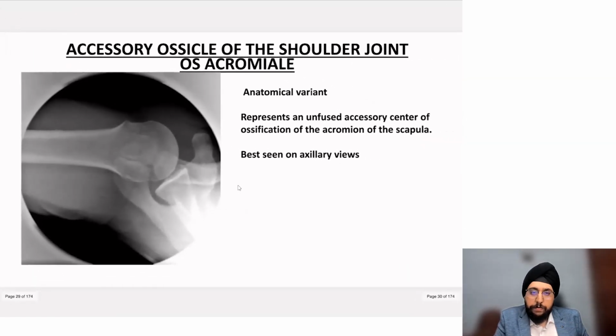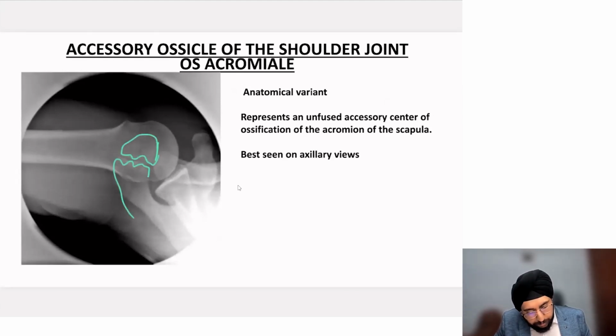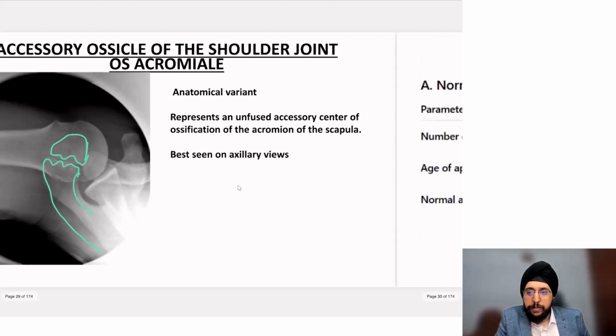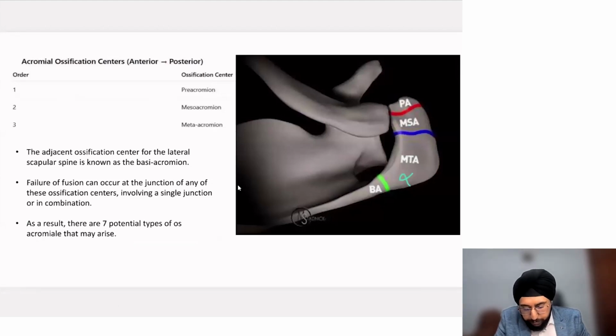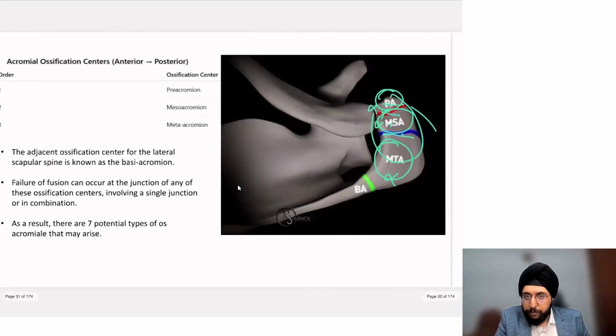Now, another cause we can have is unfused accessory ossicle of the acromial joint. We call it as os acromiale. Okay. The main pathogenesis behind this I'll discuss. So the acromion process has three ossification centers, by the fusion of which the whole of the acromion process is formed. So one which is near to the lateral end of clavicle, which is actually the joint forming, we call it as preacromion. Adjacent to that, we have the mesoacromion, and another we have the metaacromion. Okay, so this part may not be fused with this, or this part may not be fused. So we can have almost 7 types of combination.